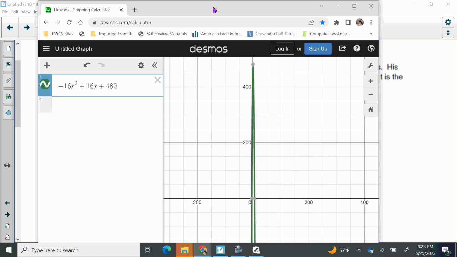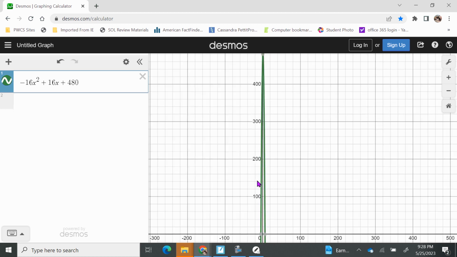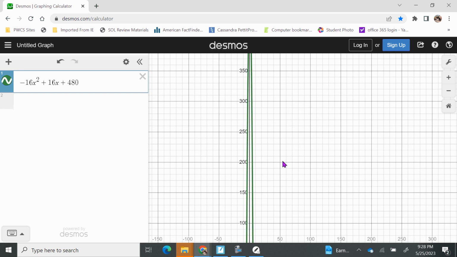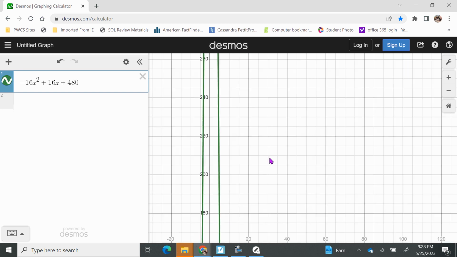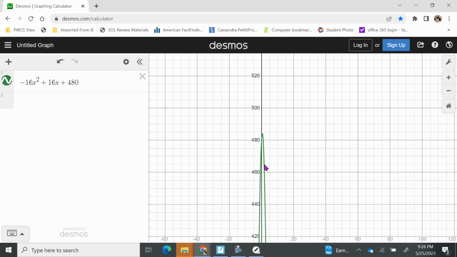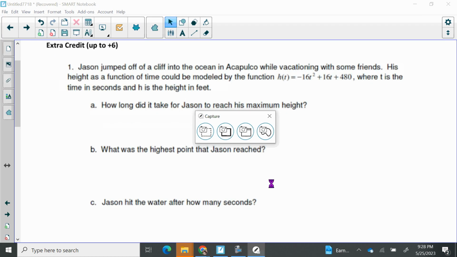I'm going to bring this over here. So I want to show you a couple of things. So at 480 it crosses, so we want to find out what its maximum height is, right? Which is really what the vertex is. So what I'm going to do is click on this point right here. And after half of a second, it hits its maximum height, and that's at 484 feet. Okay, so that's what the vertex stands for.